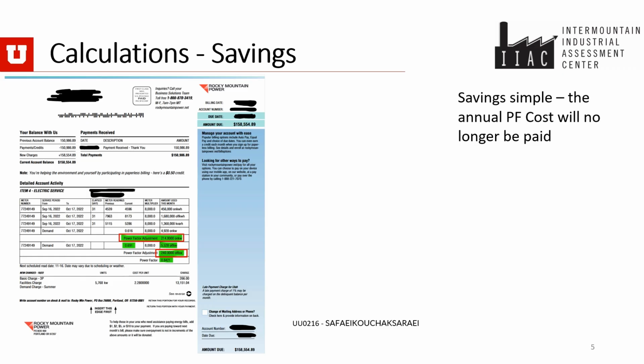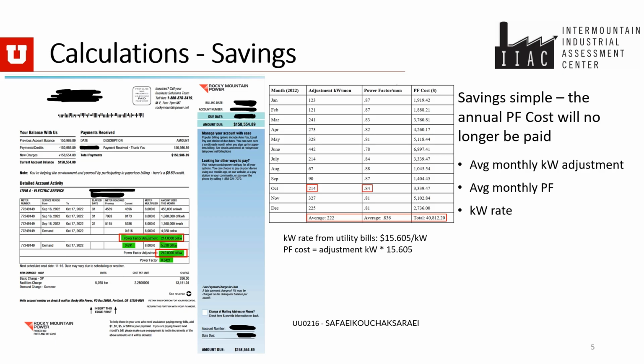So savings are pretty simple. You'll go through their utility bills and get the amount of kW per month that they had to adjust by and total that up and multiply it by the kilowatt rate for that facility, which hopefully you either remember or can find from the utility analysis, or you can just ask somebody else on your team.